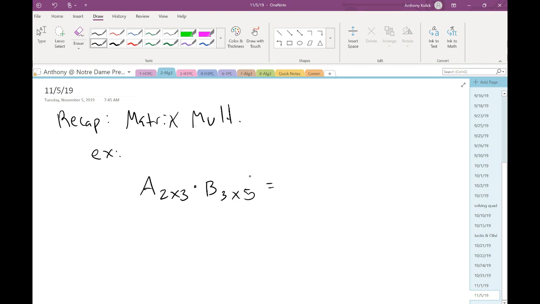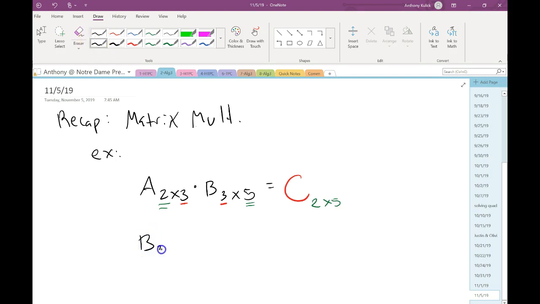Can I multiply these two matrices together? Yes, why? What do we have to look at to tell whether we can multiply these together or not? Yeah, the columns of A and the rows of B. Because those are both the same, we can multiply them together. I'm going to call my answer C. What is the dimension of my answer going to be then? It's going to be a 2 by 5. Right? You guys remember that?